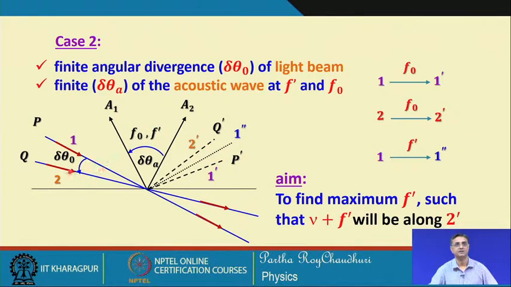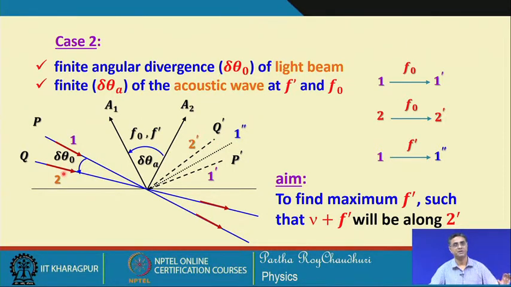Therefore, as a result, this 1 may undergo diffraction because of this f dash, which will occupy some position between this 2 dash and 1 dash. So, 1 may undergo 1 double dash by this acoustic frequency f dash. So, this is here, but our task is to maximize this, so that it goes along this direction. That will give you the maximum value of the acoustic frequency.